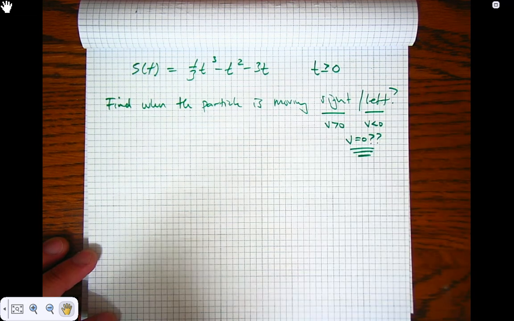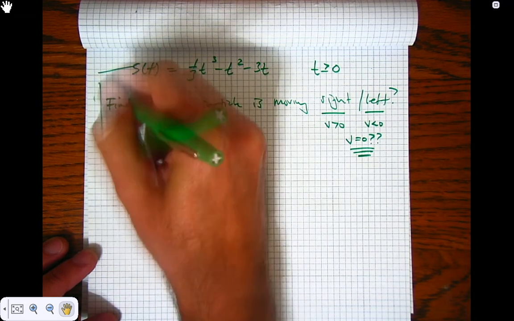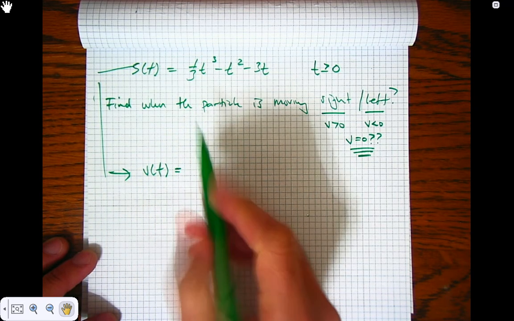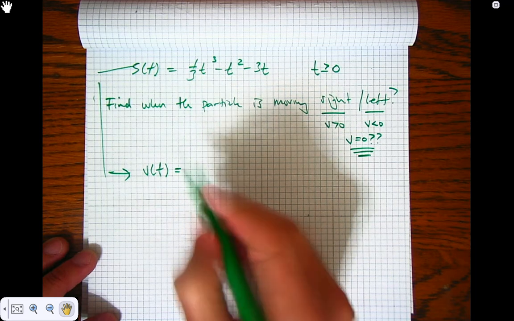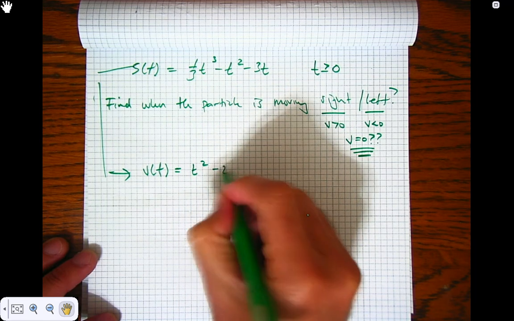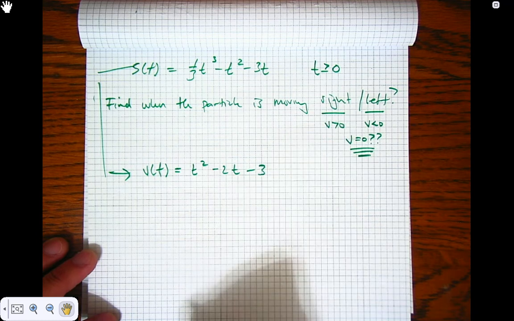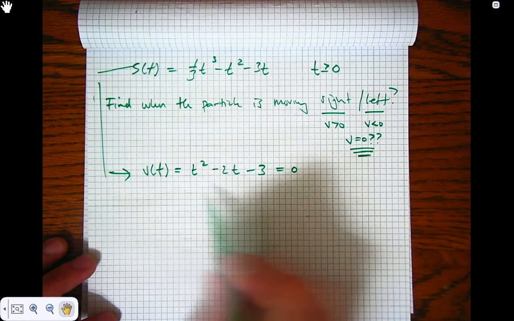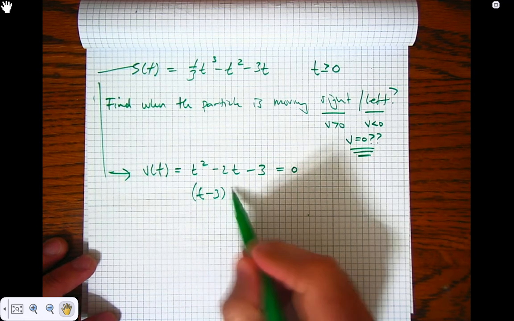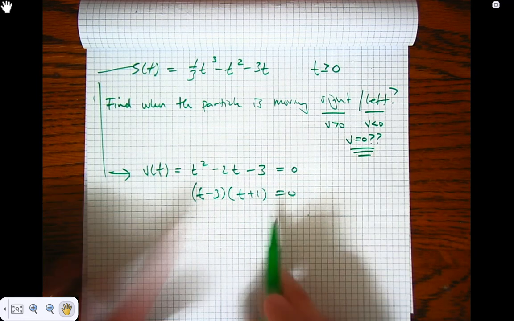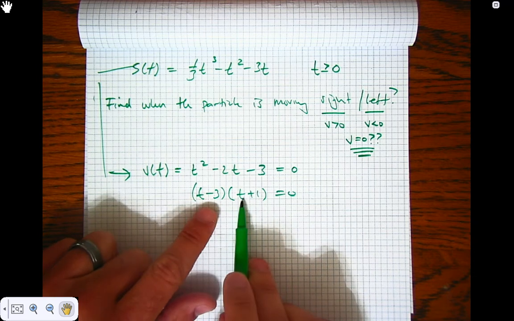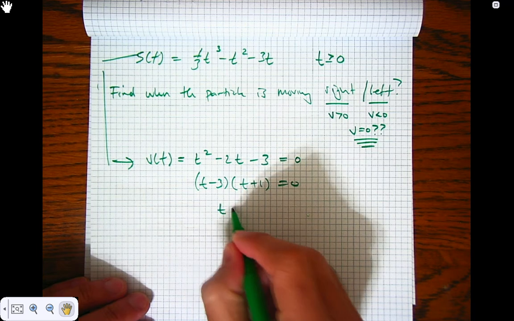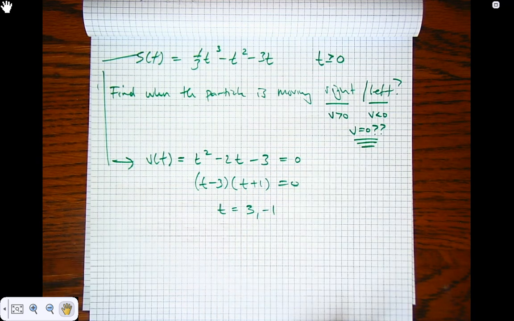You start by finding your velocity equation, which is the derivative of position. Simple power rule says 3 times 1/3 is 1, t to 1 smaller, minus 2t minus 3. And I want to know where the velocity function is equal to 0. This is a simple factor problem. You've got minus 3 and plus 1, because t squared plus 1t minus 3t gives me the minus 2t, and that's negative 3. That gives me two t values, t equals positive 3 and negative 1.